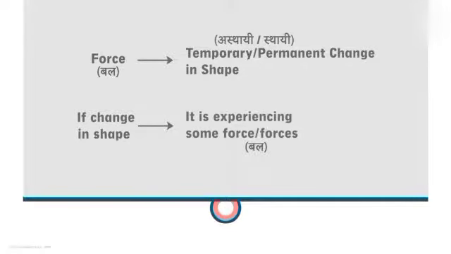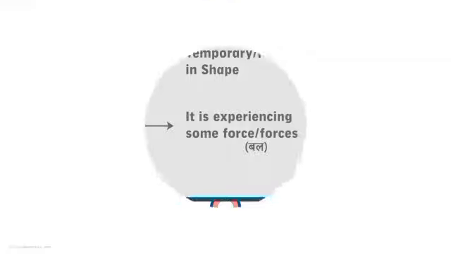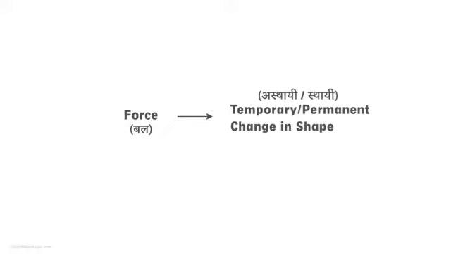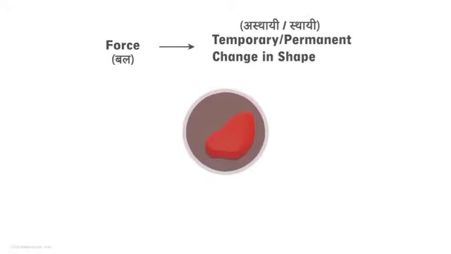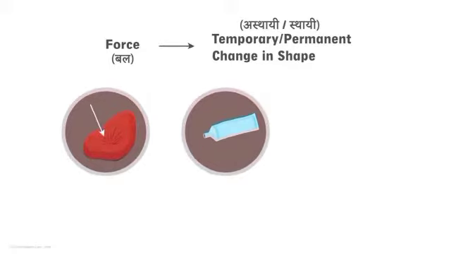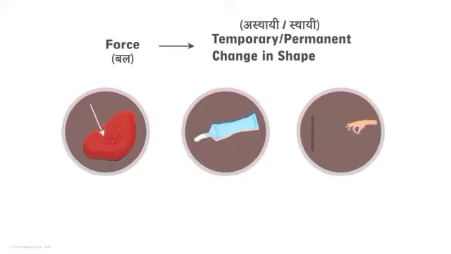If there is a change in the shape of an object, it means that it is experiencing some force. An object cannot change its shape by itself. An external force must be applied to do so. There are so many real-life examples which show that a force can change the shape of an object. There is a change in the shape when we sit on a bean bag, or when pressing the tube of toothpaste. Stretching a rubber band with the hand causes a change in the shape.